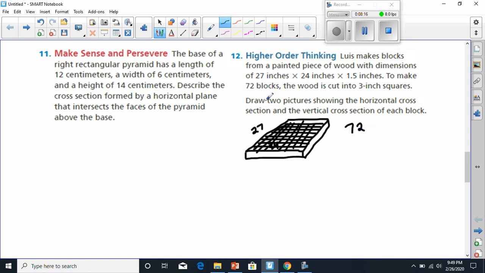Okay, and it says, draw a picture showing the horizontal cross sections. Well, if all these are 3 by 3, then the top view is going to be, let's see, the top view. So you draw 2 pictures showing the horizontal cross section and the vertical cross section. Vertical means up and down. So I guess they're wanting these correct terminologies here. Hold on.